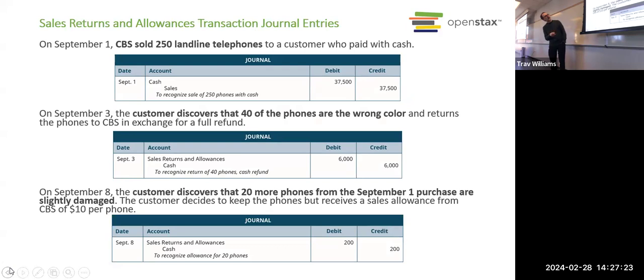The customer finds 40 phones of the wrong color and they return them for a refund. We debit sales returns and allowances because it's a return. Because they already paid cash, we have to give them back some cash. But again, there's no inventory because we're using the periodic method. Then we give them an allowance. It's the same. Debit to sales returns and allowances, credit to cash, right? In the periodic system, whether you're doing a return or an allowance, the accounts are the same.